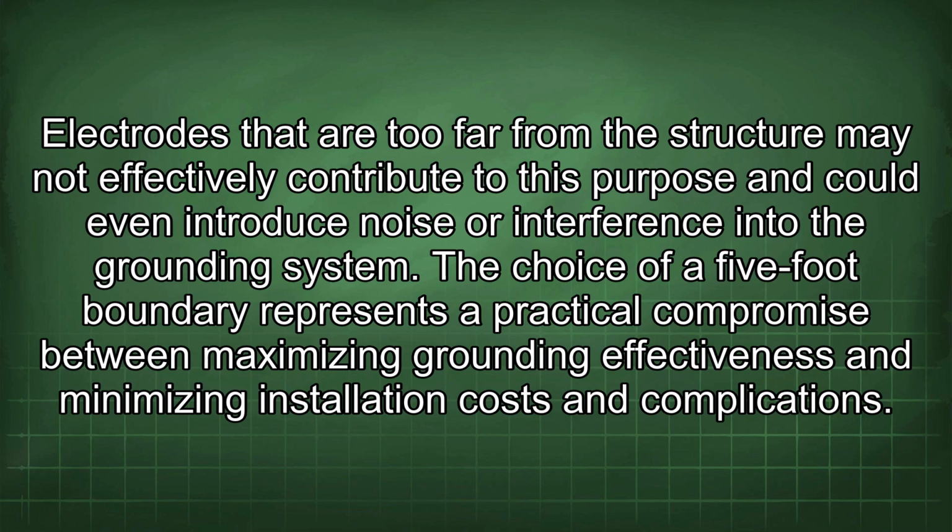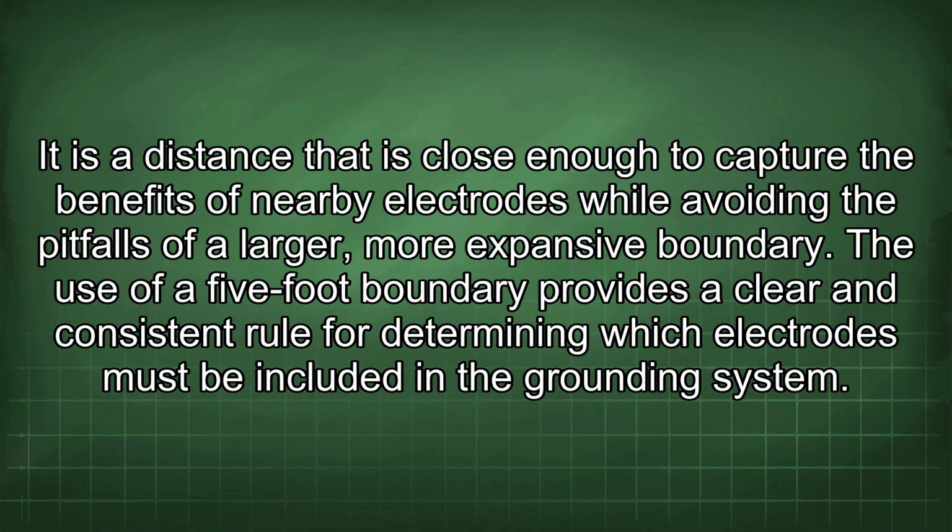The choice of a 5-foot boundary represents a practical compromise between maximizing grounding effectiveness and minimizing installation costs and complications. It is a distance that is close enough to capture the benefits of nearby electrodes while avoiding the pitfalls of a larger, more expansive boundary.